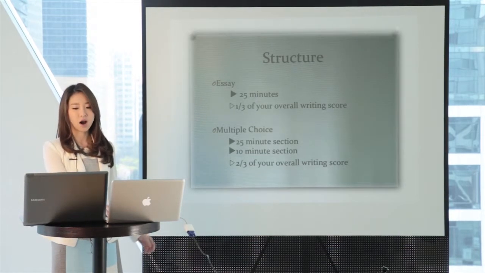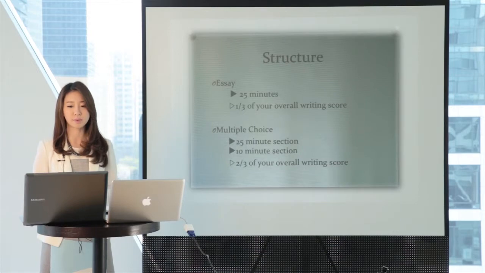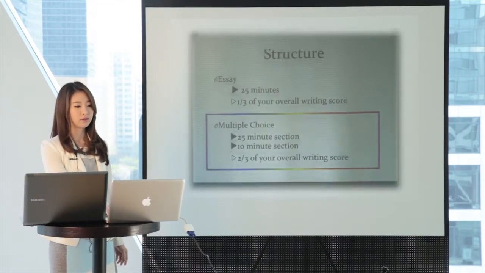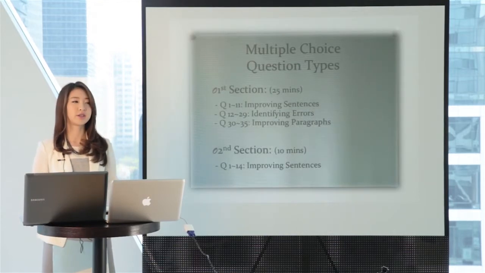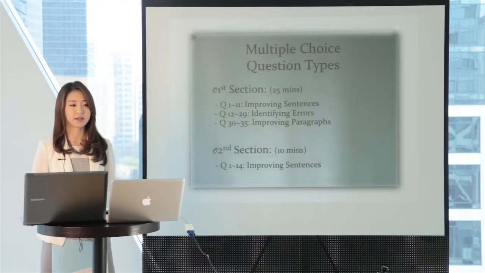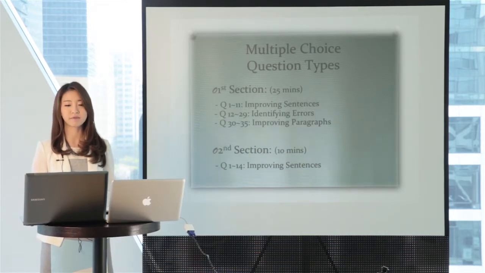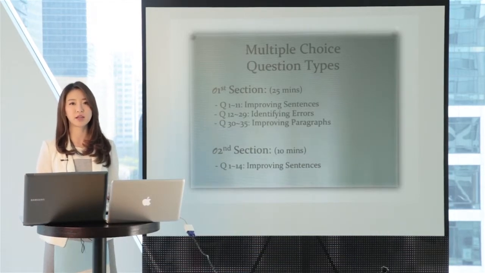Like I said, there are two sections in the multiple choice part, and the first section is comprised of three question types. They are improving sentences, identifying errors, and improving paragraphs. The second section is comprised totally of improving sentences. Now I'll tell you what the questions actually look like for each part.